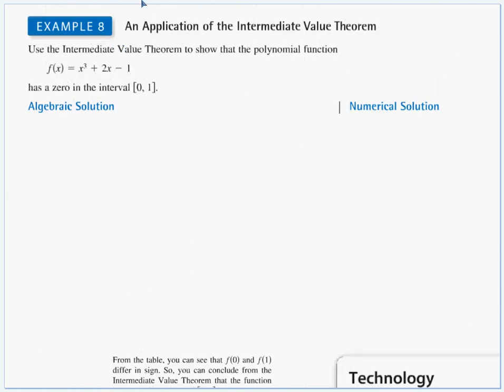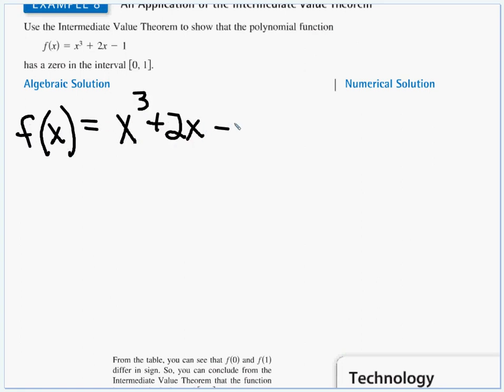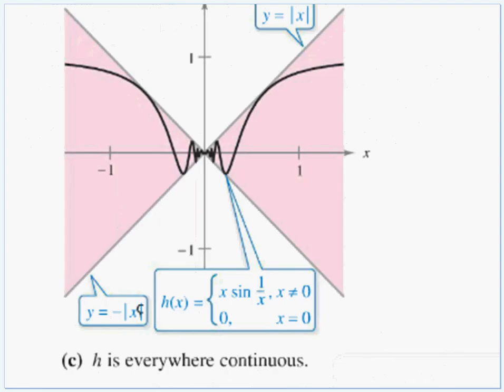Now let's see, in this one, example 8, application of the IVT, it says use the IVT to show that this polynomial function has a 0 somewhere between 0 and 1. So let's see, I'm just going to copy the function here. F of x, that's x cubed plus 2x minus 1. And our interval is 0 to 1.